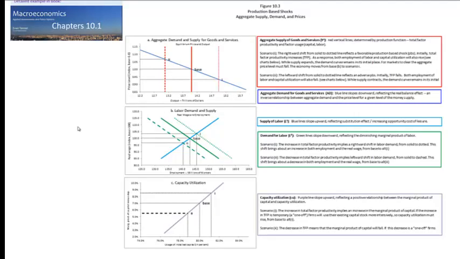There's a detailed example in the book in Chapter 10, Part 1, that I invite you to take a look at.